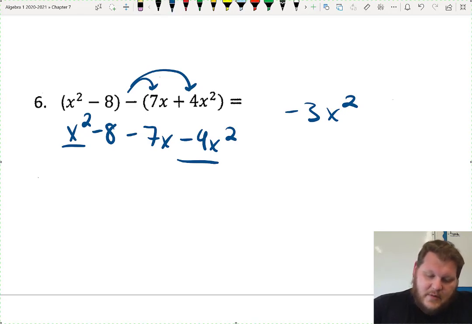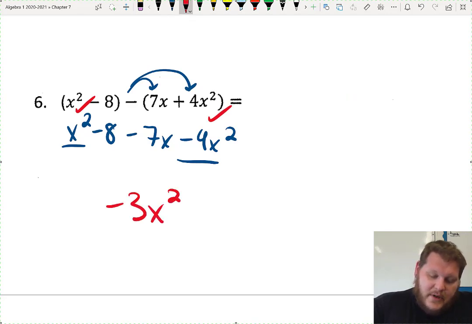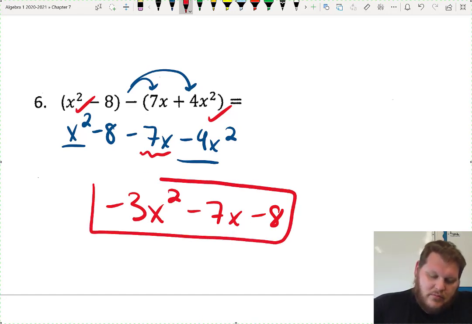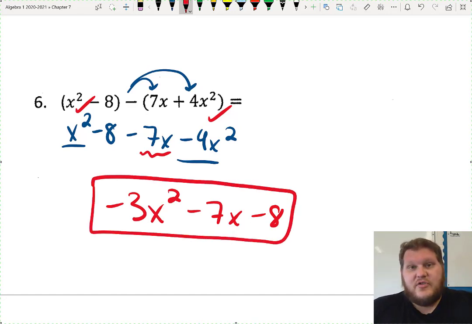Let's do this in a different color. X squared and negative 4x squared is negative 3x squared. My x terms, which would be that one, is just negative 7. And then my constant is just negative 8. So that would be my final solution. Only those first two collect together. Everything else is just their own separate terms.